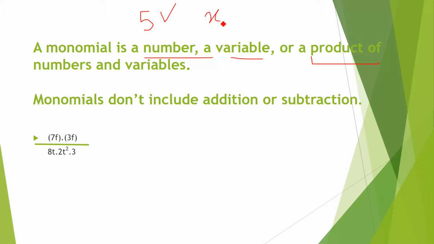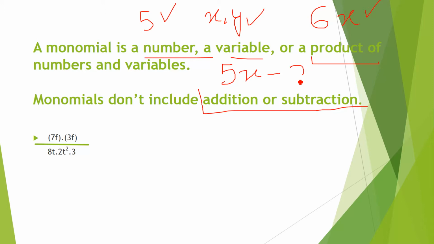If we have x, if we have y, a, b, c, any letter variable, yes, this is the monomial. If we multiply the number and the variable, yes, this is the monomial, right? So the important thing is, a monomial does not have addition or subtraction. What does it mean? If I say 5x minus 2y, this is not a monomial. If I say, suppose 6y plus 4, it is not a monomial, because a monomial does not include addition or subtraction. They can have only numbers or variables and their product.